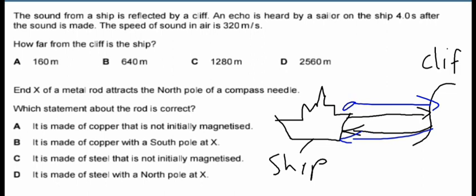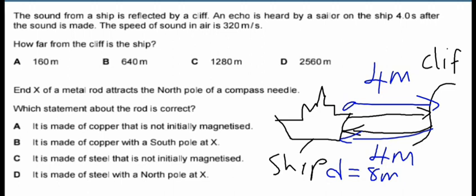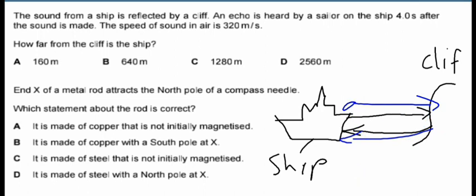Now, suppose the distance from the ship up to the cliff is 4 meters. Then the distance from the cliff up to the ship is also going to be 4 meters. By considering the distance here, the distance is going to be 8 meters. Distance is different from displacement. If we talk of displacement here, the displacement is going to be 0. So we are going to label this one as our distance 1 and this one as our distance 2, which means here we have 2 distances.